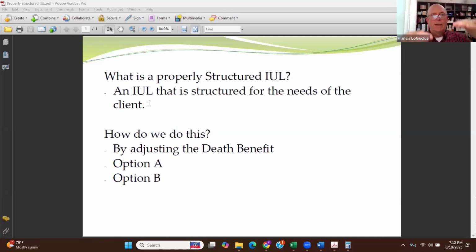Well, it's adjusting the death benefit. When I'm doing my Zoom with clients, I say, as we go to the right, there's going to be more life insurance, less cash growth. As we go back to the left, there's going to be more cash growth, less life insurance. Okay, what is their need? Are they young? Do they have any kids? Are they married? Do they have a mortgage? How old are their kids? You have to ask those questions.